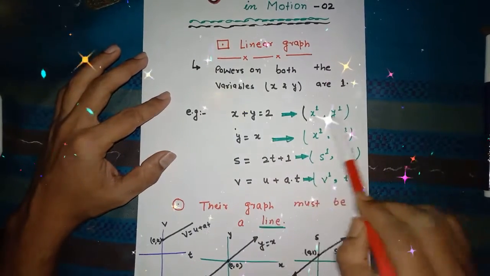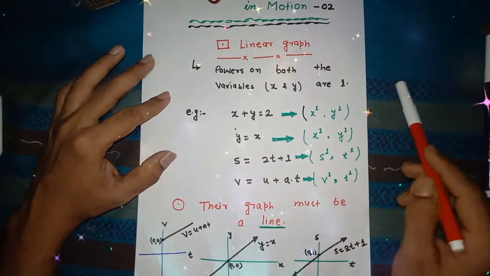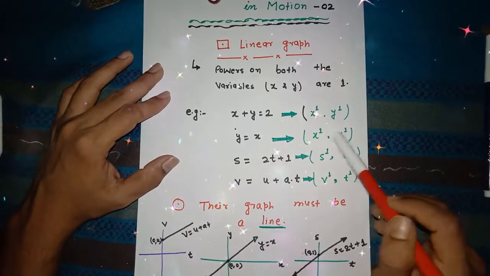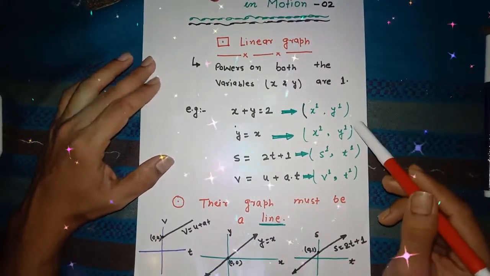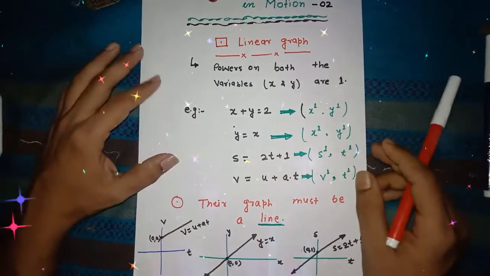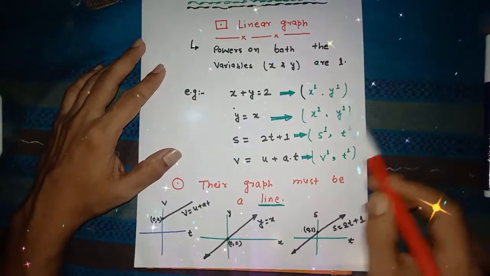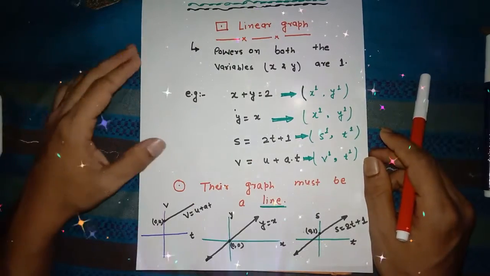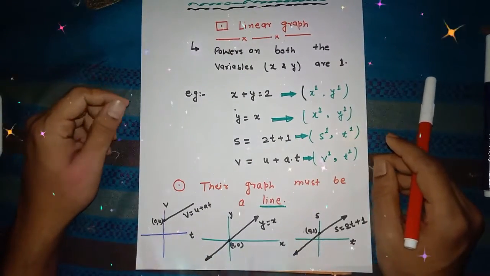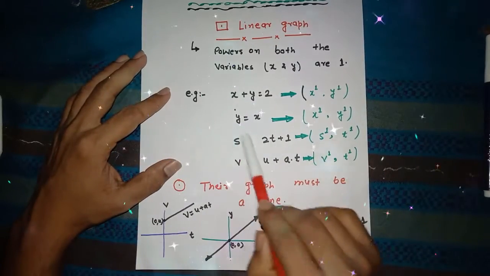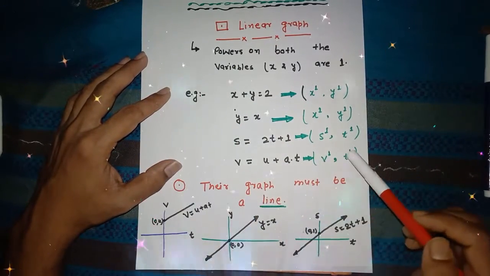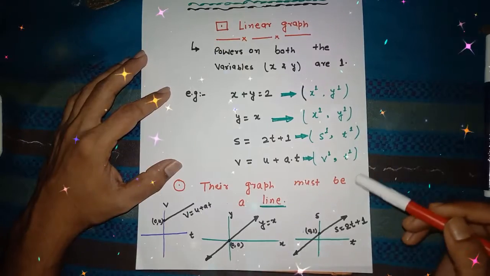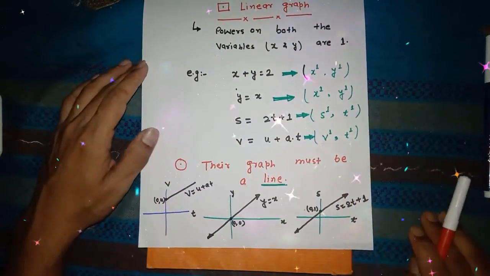Here the power on x is 1 and the power on y is 1. In the same way, if we take y is equal to x, where the power on x is 1 and on y is 1, then we can draw the graph and find that it's a straight line. In the same manner, s is equal to 2t plus 1. In the previous lecture you have already drawn this kind of graph. Here s acts as y and t acts as x. So you have drawn various kinds of graphs already.